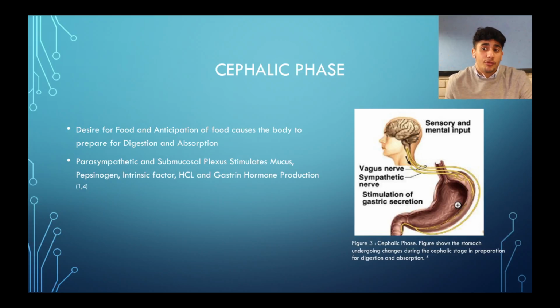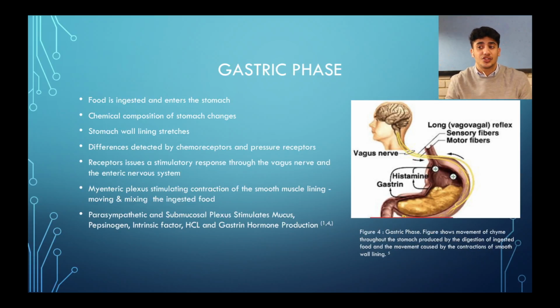Following this, you usually eat the food, and that passes down into your stomach. This is the gastric phase. Now, as you eat, your stomach fills up, and the stomach will stretch, and the chemical composition within the stomach changes. These differences are picked up by chemo and stretch receptors, causing a stimulatory response through the vagus nerve and ENS, the enteric nervous system. This is the stomach's own nervous system, which bypasses the brain for an instant reflex response.